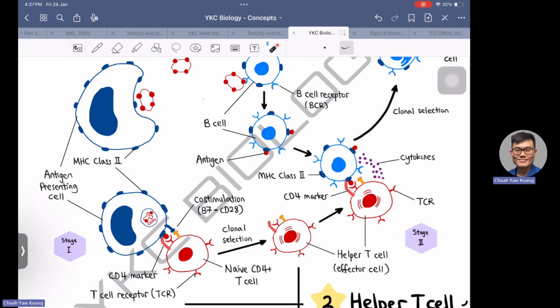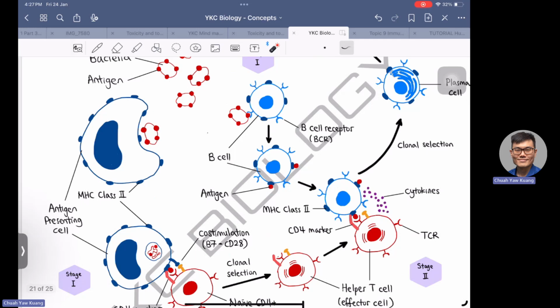So helper T cell is going to release this cytokine. And this cytokine is going to fully activate this activated B cell. Now the B cell becomes fully activated and undergo clonal selection. So when it undergo the clonal selection, it will produce the memory B cell. At the same time, they also produce the plasma cell.